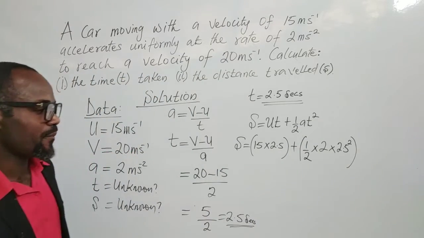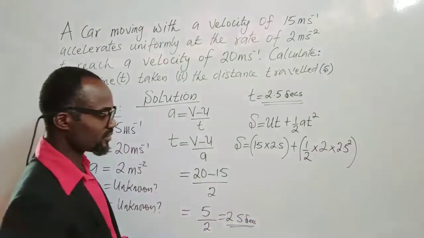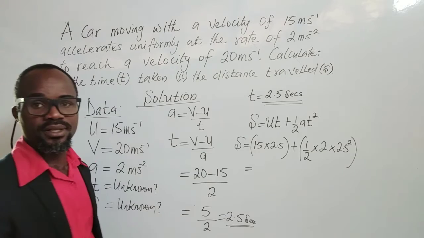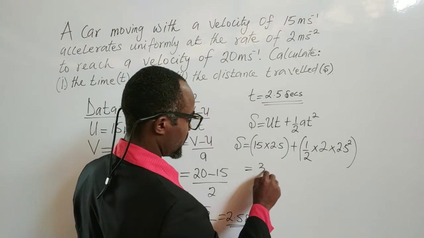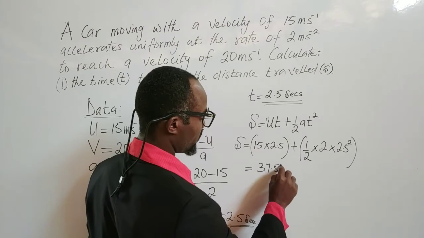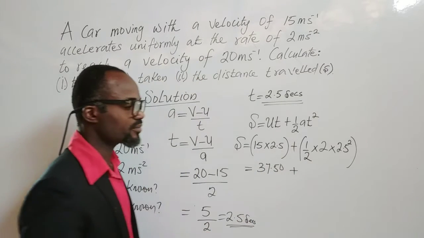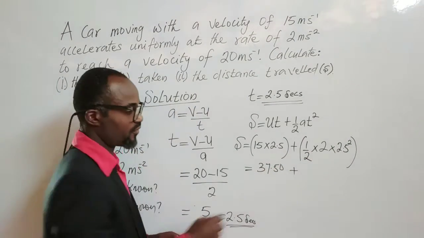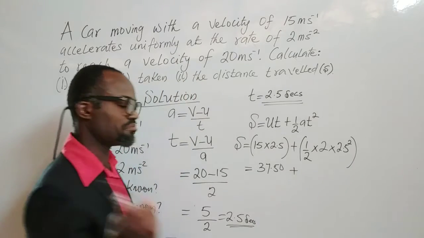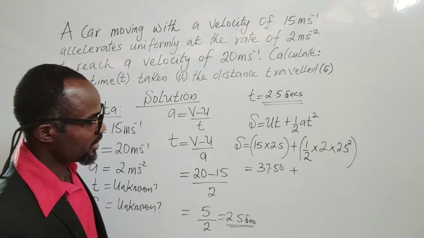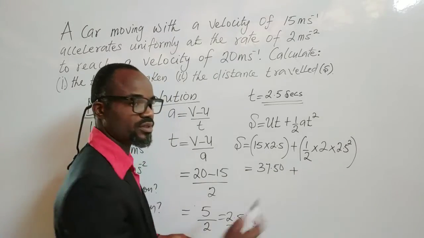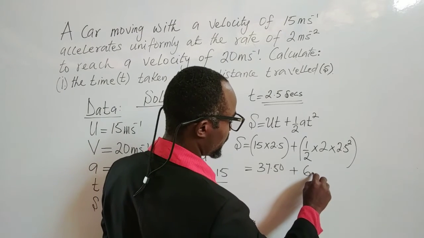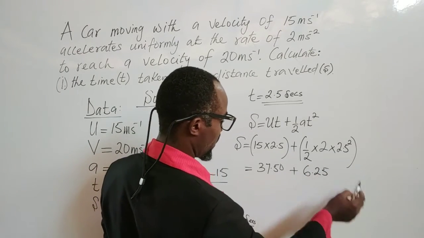So what do we do here? It's very simple. 15 times 2.5 will give us 37.5. We first of all evaluate this: 2.5 squared gives 6.25. And then 6.25 times 2 will give about 12 point something. So at the end, by the time we divide by 2, we still have 6.25 as what will remain.